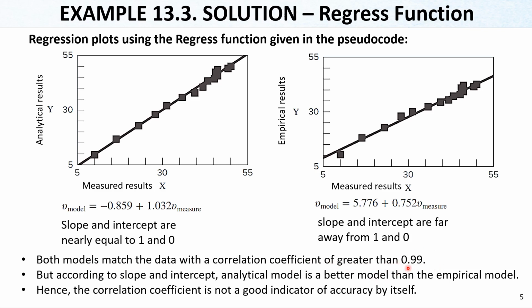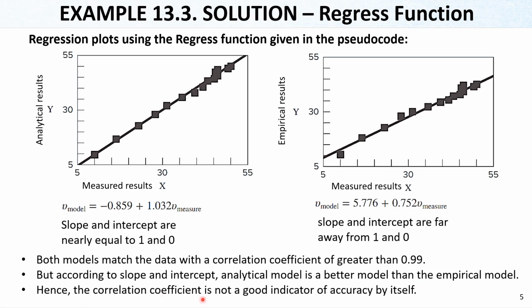Because both of them have almost the same value, close to 1, both of them look good. But which one is better? Actually, these values show that. So this has to be close to 1, this has to be close to 0. This is a better model compared to the empirical one. As we said, the slope and intercept indicate that this analytical model is a better model in terms of accuracy compared to the empirical model.